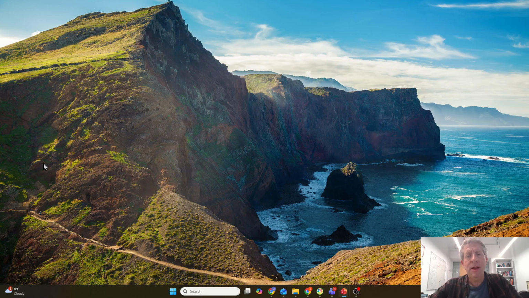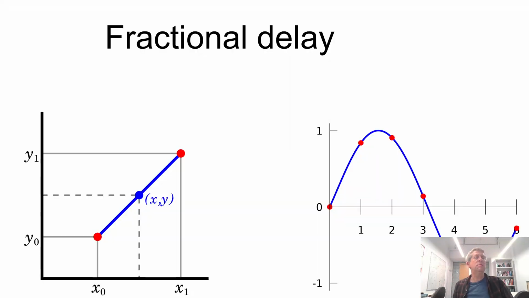Okay, so that is LFOs, but there are two things to keep in mind here. We mentioned the concept of fractional delay. What do we mean by this? So in the digital world, everything is discrete, which means we have samples at specific times. So sample x0 at time 0, sample x1 at time 1.